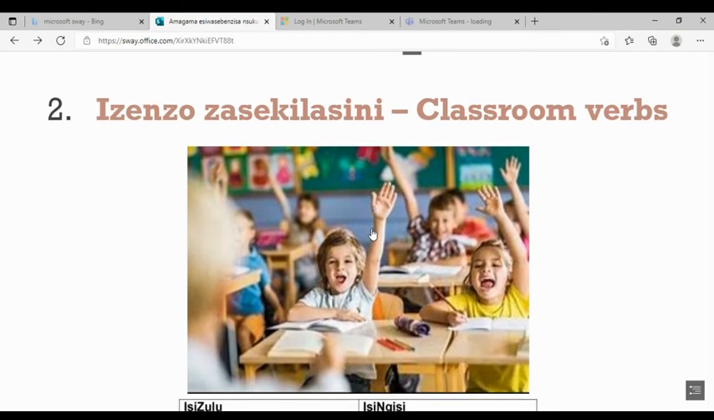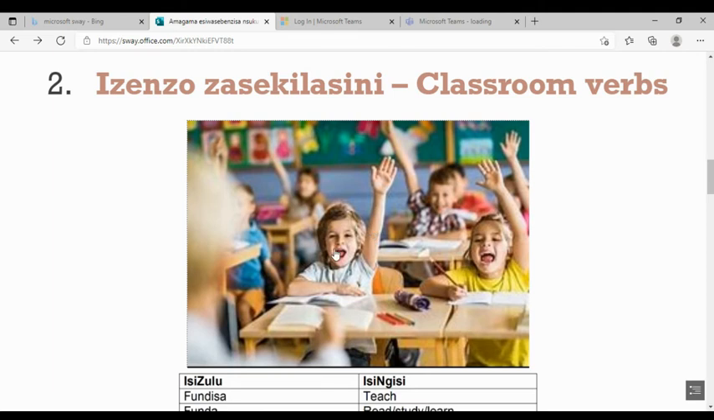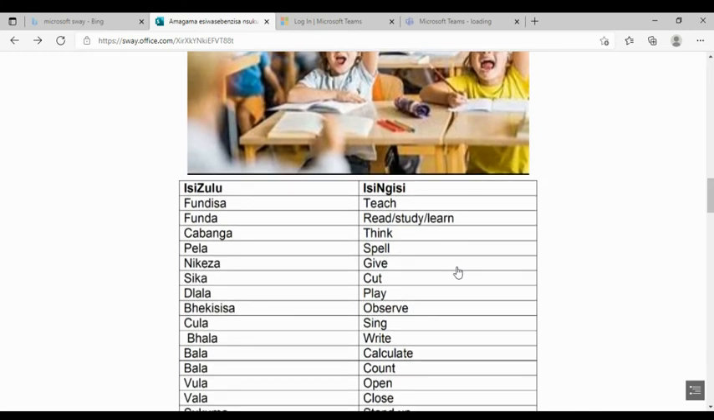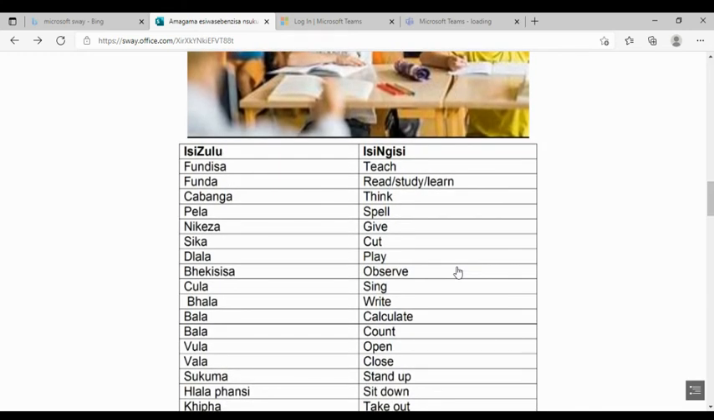Classroom verbs. Okay, these are the verbs that we mostly use in the classroom. Fundisa, teach. Uthisha uyafundisa. The teacher is teaching. Funda is to read, study, or learn. Ngifunda indaba. I'm reading a story. Cabanga, think. Ngicabanga ukuhamba. I'm thinking of going.